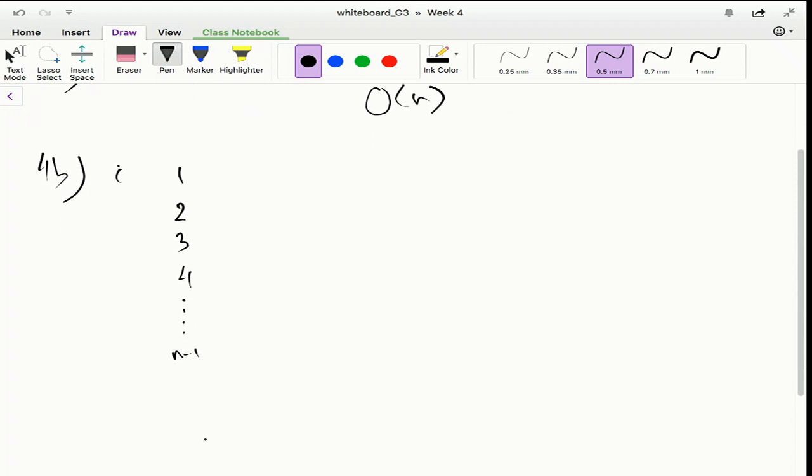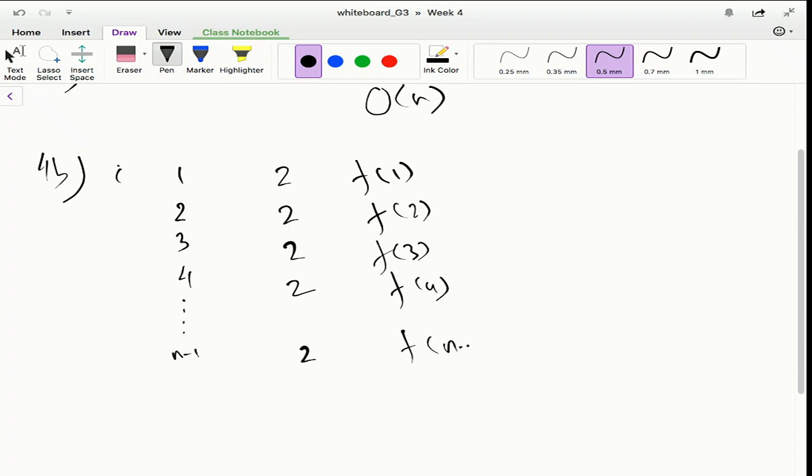So when i equals 1, how many additions do you need to do? So there are 2 additions here, right? So 1, 2, and then you need to call f i, right? So there are 2 additions here, and then you need to call f1. So when i equals 2, 2, and then you need to call f2. So this is 2, you need to call f3. This is 2, you call f4. Finally you have 2, then you call f n minus 1.